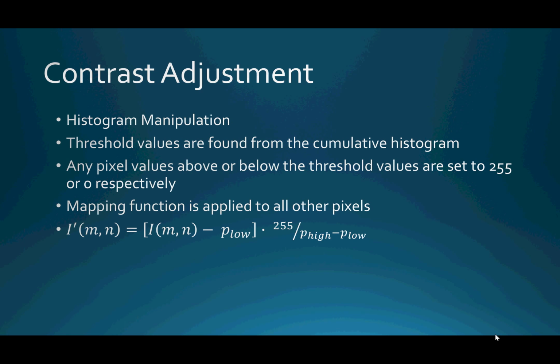Once those threshold values have been found, any pixels in the image above the highest threshold value are set to 255, and any pixels below the lower threshold value are set to 0. On every pixel in between, this mapping function is applied. That essentially stretches out the histogram of the image to make sure that the whole range of intensity is used throughout the image, which has the effect of automatically adjusting the contrast.